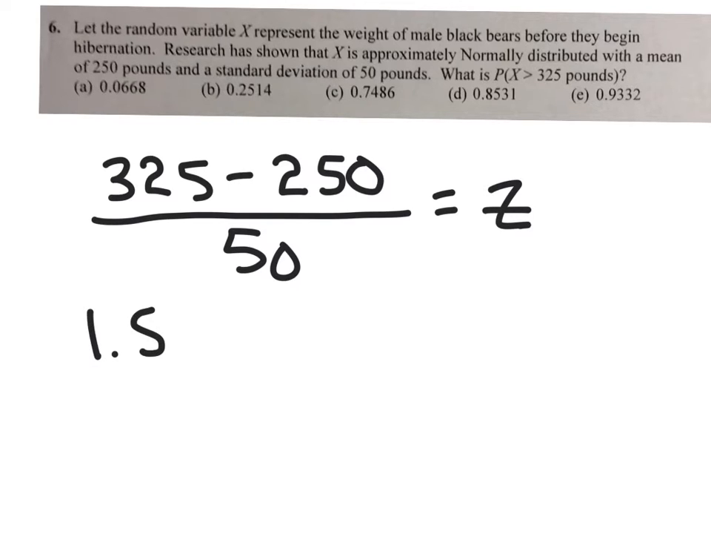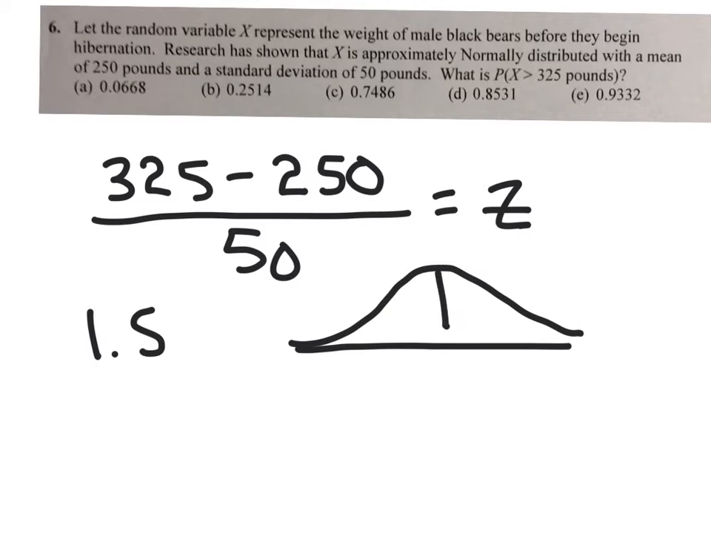1.5. So again, I always think about this graph, right? Here's 0, and there are only 3 standard deviations, so we're way up here, 1.5 standard deviations up here. So we're thinking about a bear that is bigger than 325 pounds, so it's way up there. All right, so if you do normal CDF, plug it into the calculator, what do you get?